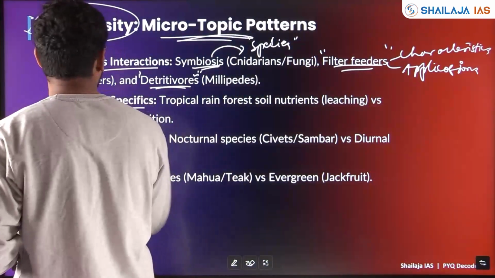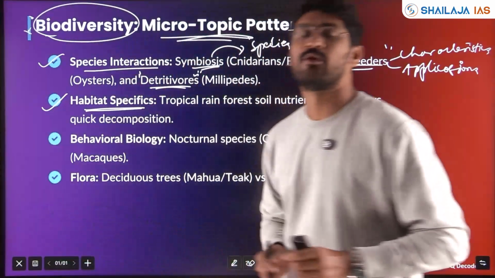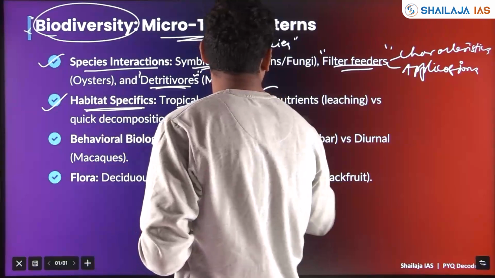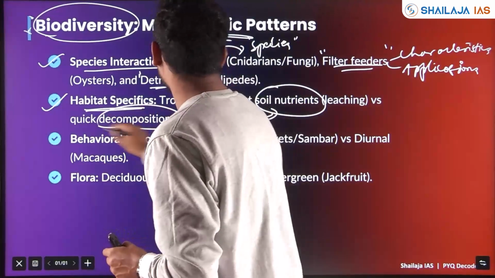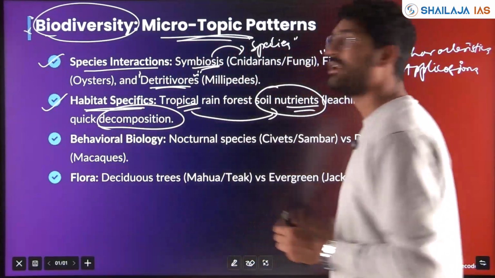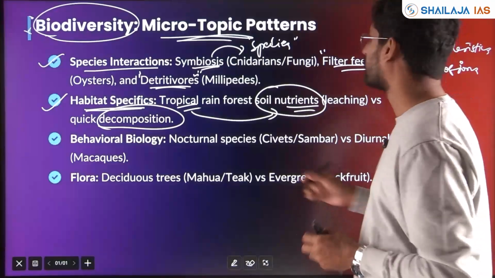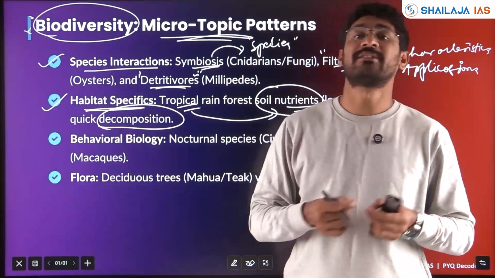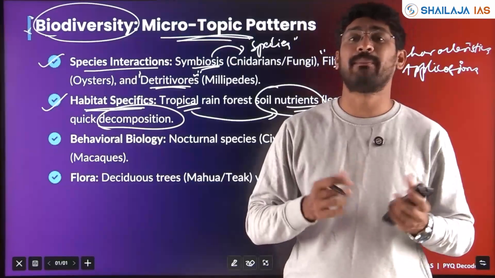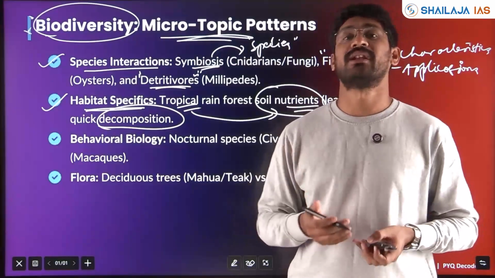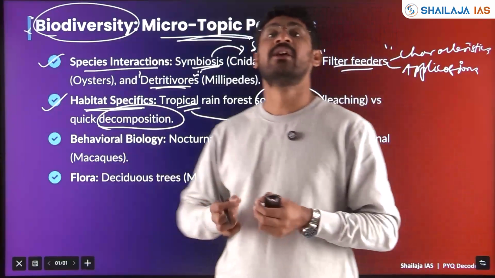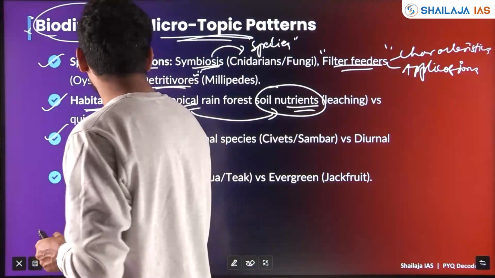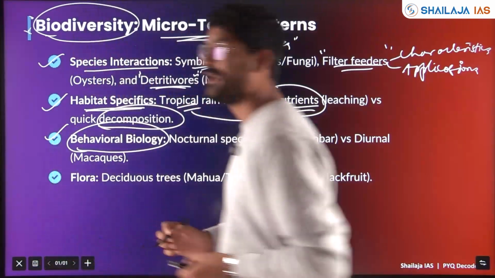Next, with respect to habitat specific, the characteristics of tropical rainforest, for example, with respect to quick deposition and soil nutrients, the leaching question has been asked in UPSC. Not only with respect to one, with respect to savanna, their habitat, their characteristics, question has been asked. With respect to steppe, question has been asked. Biodiversity, their habitat.